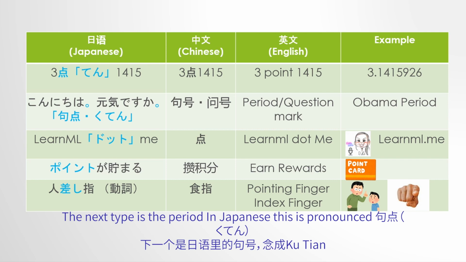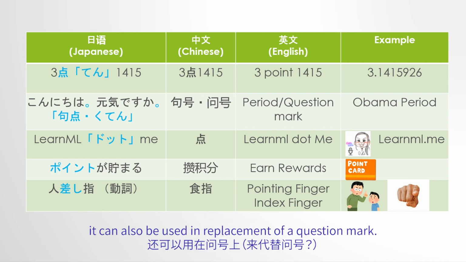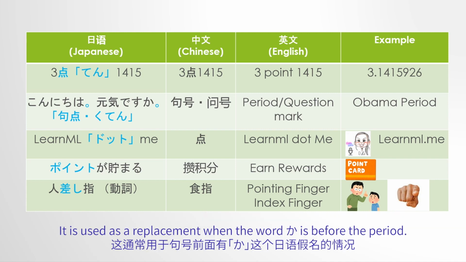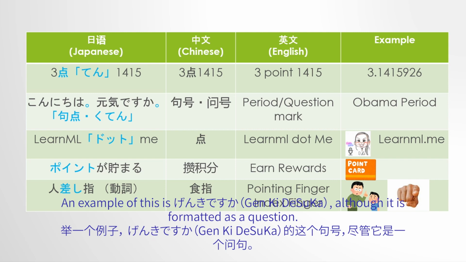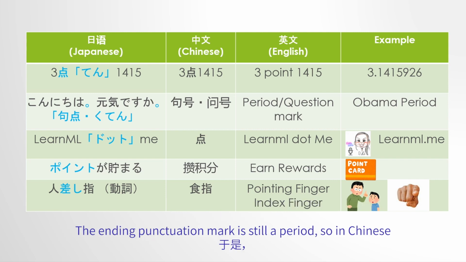The next type is the period. In Japanese, this is pronounced kuten. It can also be used in replacement of a question mark. It is used as a replacement when the word ka is before the period. An example of this is genki desu ka? Although it is formatted as a question, the ending punctuation mark is still a period.